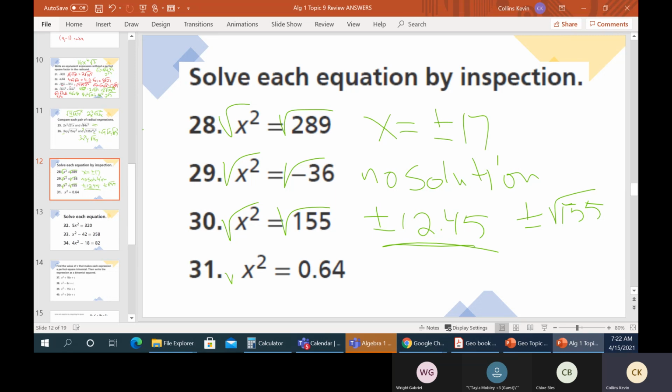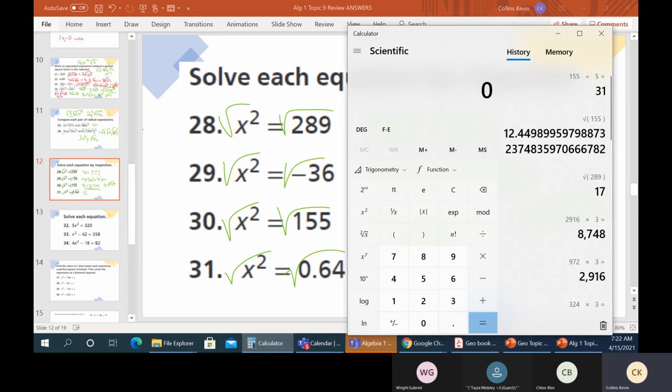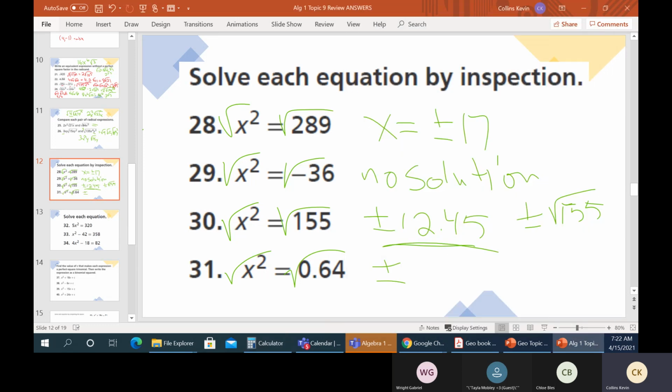And then the same thing with the last guy here. Again, just remember it's going to be plus or minus. This is a good calculator thing. 0.64, and then we do the square root, and we get 0.8. So again, plus or minus 0.8. So yeah, easy and peasy.